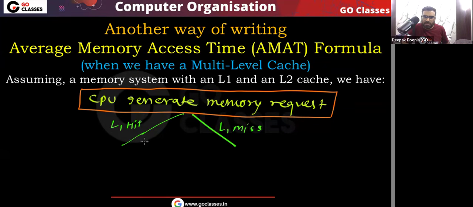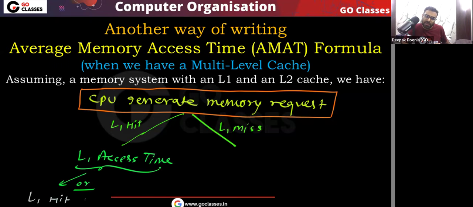Tell me, if there is an L1 hit, then what is the total access time seen by the CPU? The total access time seen by the CPU when there is an L1 hit is the same as the L1 access time. Yes or no? So when there is an L1 hit, the total access time seen by the CPU is the same as the L1 hit time, or L1 access time. Very simple. This is the total access time seen by the CPU when the memory request is available in the L1 cache memory.